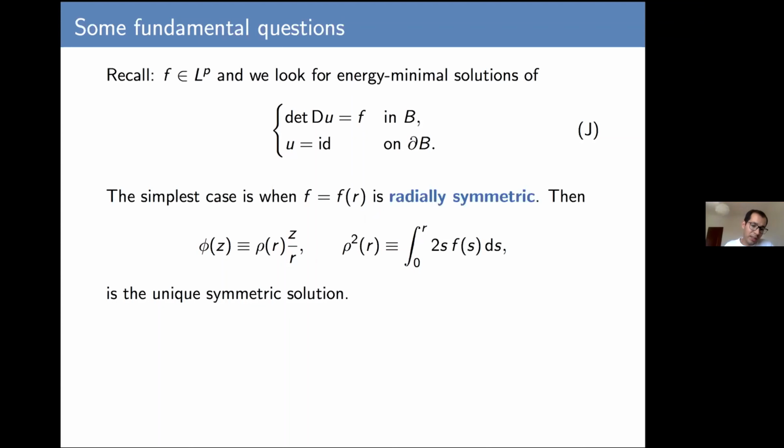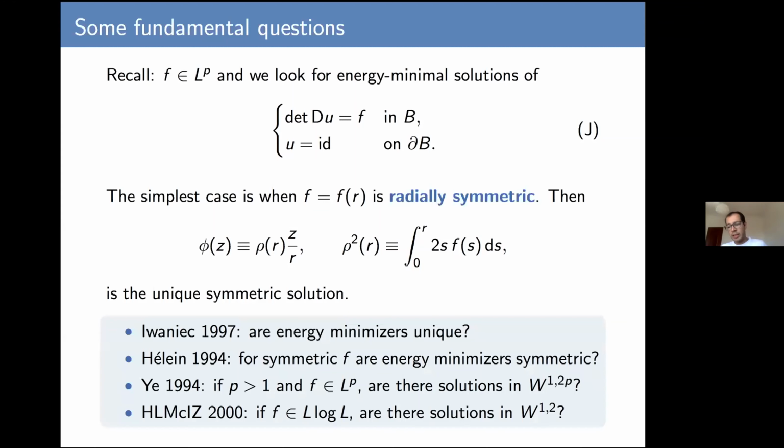If you take an ansatz of this form, the PDE becomes an ODE for rho, and then you integrate the ODE and you get an explicit formula. So the explicit solution is this one, and it is the unique symmetric solution. So in this case, we actually have a very simple class of explicit solutions. And so now you can ask many questions, which people were really studying in the late 90s and early 2000s.